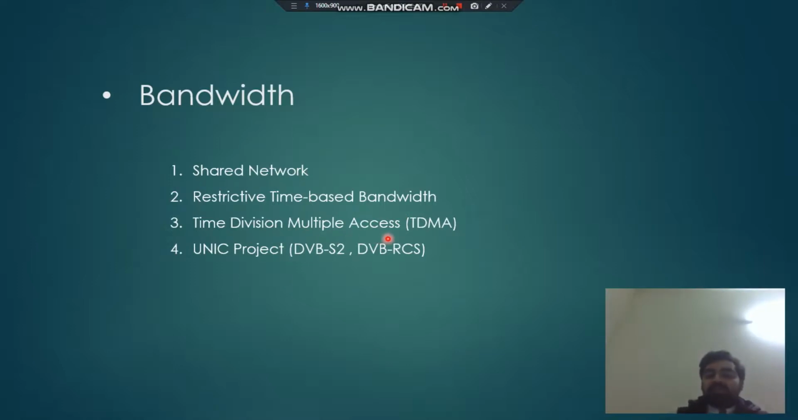Time Division Multiple Access (TDMA). The uplink direction for shared user customers is normally TDMA, which involves transmitting occasional short packet bursts in between other users, similar to how cellular phones are connected to cellular towers.